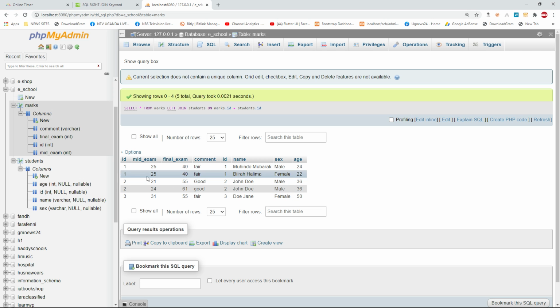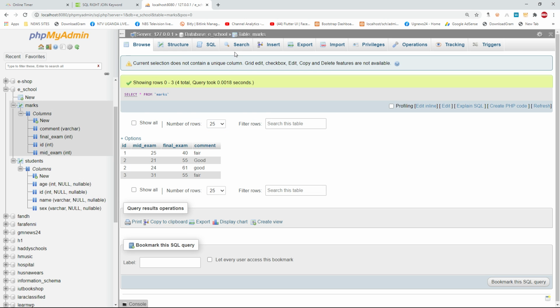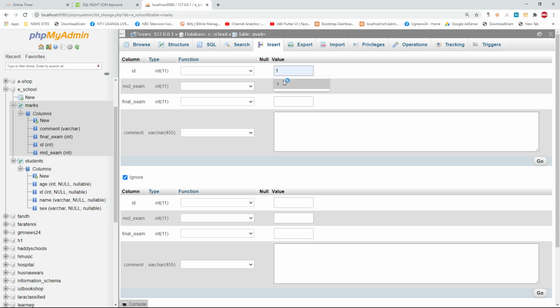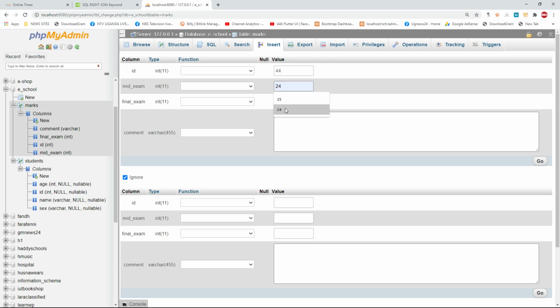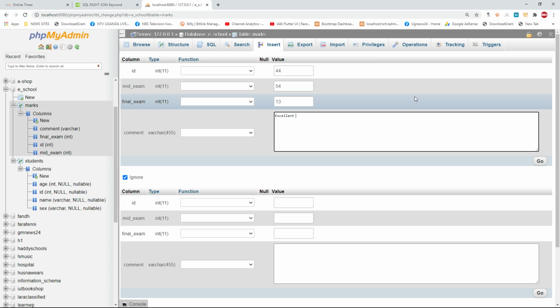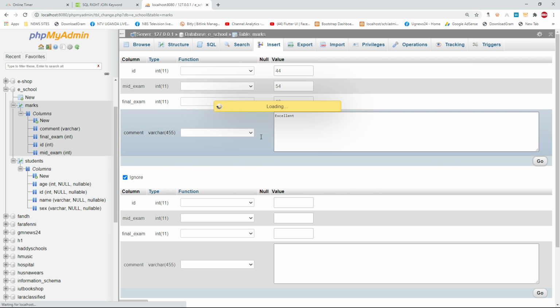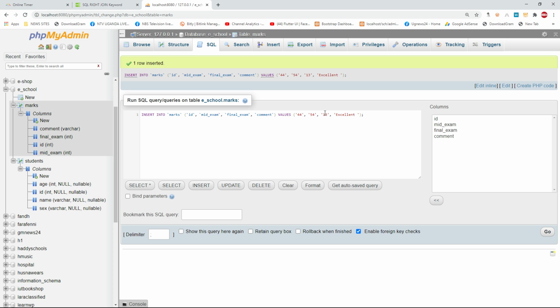Why? Because all the marks are assigned to the owner. But assume that you're having a mark which does not have an owner. Let me insert one more mark here. So, for example, ID 44. We don't have a student who is having ID 44. Maybe he's having 45 marks. Okay. So I go ahead and save it, and then I come and run this. Now we are pretty sure that there is no student with this mark. Let us run the SQL.